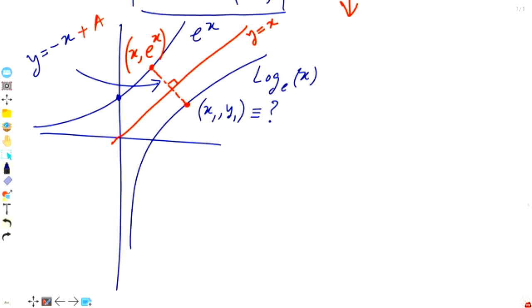Do the question. So you need to find the coordinate here. How do you do that? This is y is equal to x. This is ex. The other one is log ex. And those two functions are symmetric around y is equal to x. So Akshay said that this is y is equal to minus x plus a, but still a is unknown, right? So those details are there now. Now how to find x1 and y1?